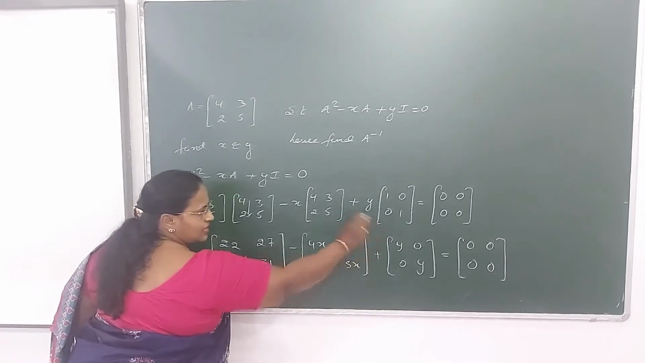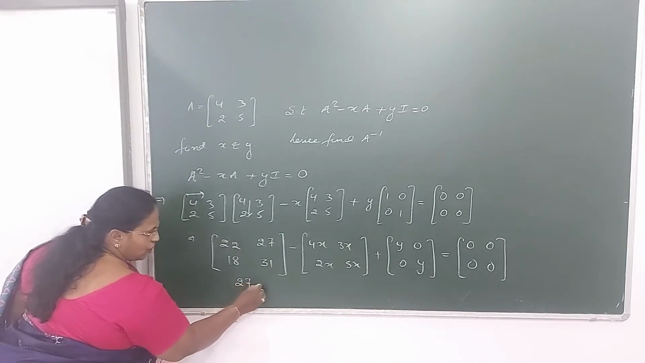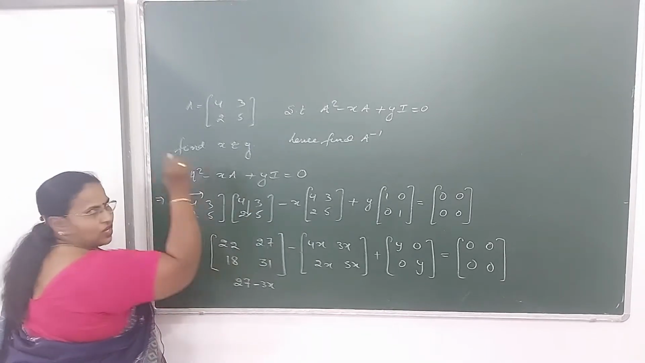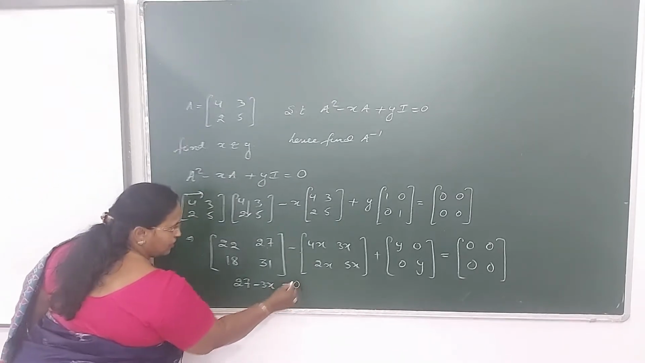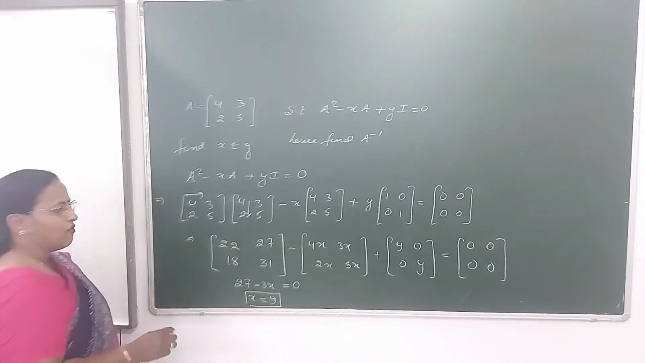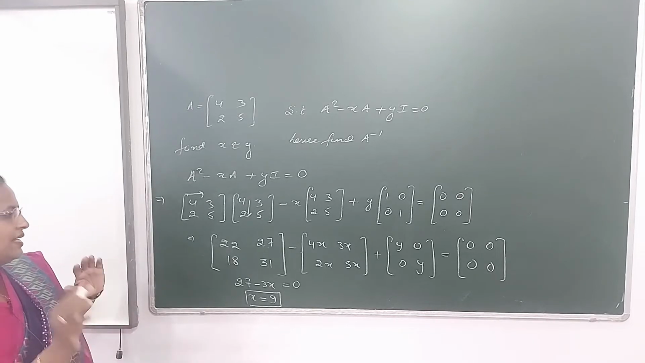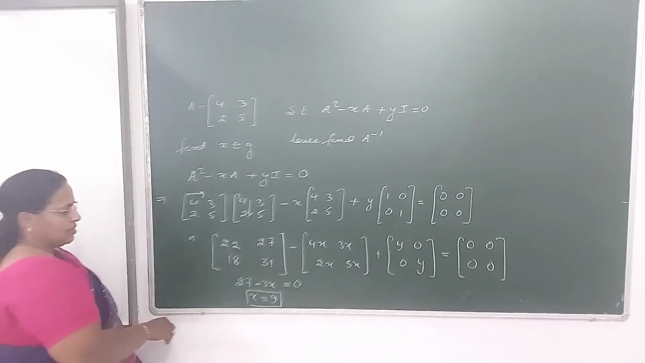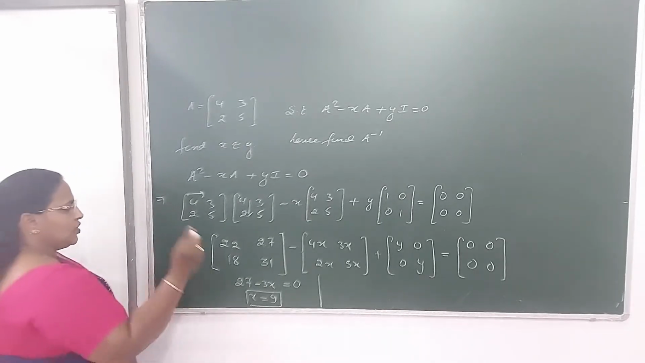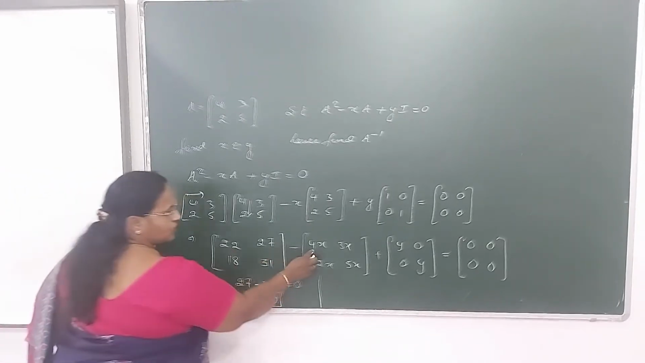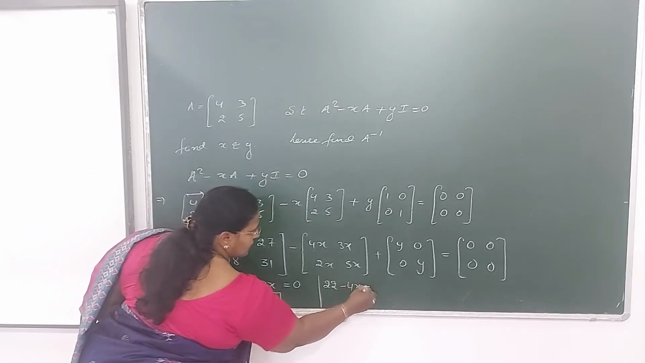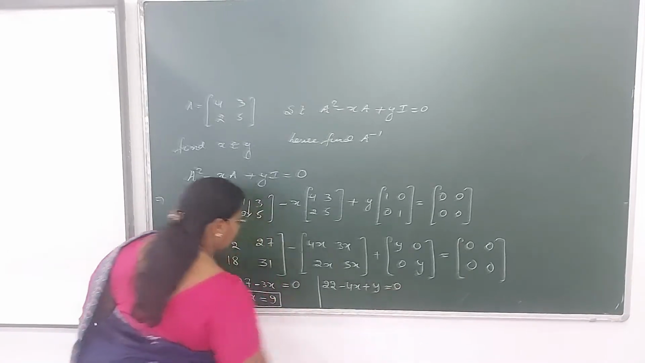27 minus 3x is equal to 0. This is what you will be getting when you compare the first row second column element. So from here you can directly get the value of x as 9. Okay. One more comparison you do, and that way you will be getting the answer. So for the next comparison, whatever you feel easy, you can go for that. So let us go for this: 22 minus 4x plus y is equal to 0.